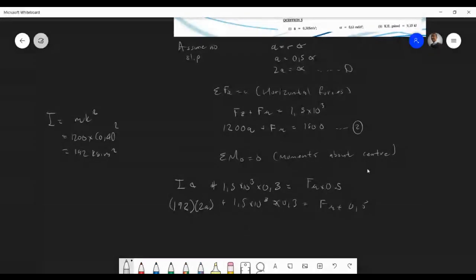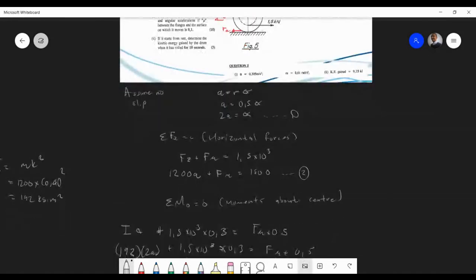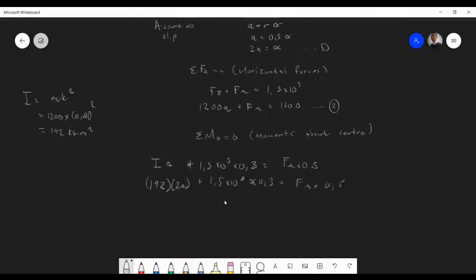Yeah, you could say Fz is straight through the center. Yes, we can assume that. But I think it's a good way of assuming that. It's not an assumption, it's the inertial force. So you're never going to have a moment on that.